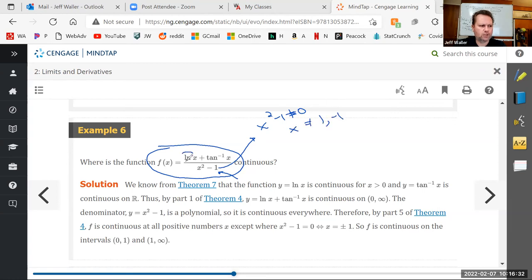What does natural log of x say? Where's natural log of x going to be continuous? What's its domain? Open circle 0 to positive infinity. Yeah, so x greater than 0. I like it.